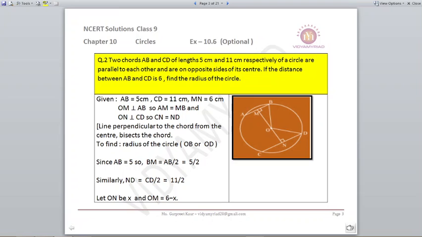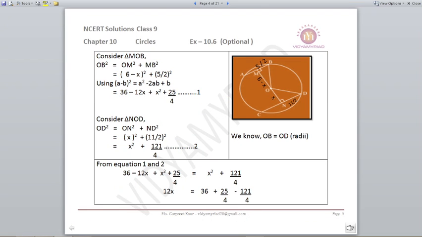Now OM and ON are perpendicular, so we know that perpendiculars drawn from the center of the circle bisect the chord, which means AM will be equal to MB and CN will be equal to ND. So it means that MB will be half of AB and ND will be half of CD. So MB becomes 5 by 2 and ND becomes 11 by 2. Let us mark it and see what we can get.